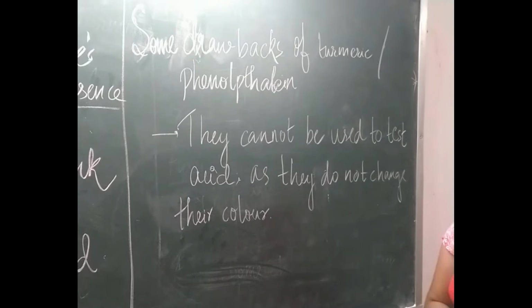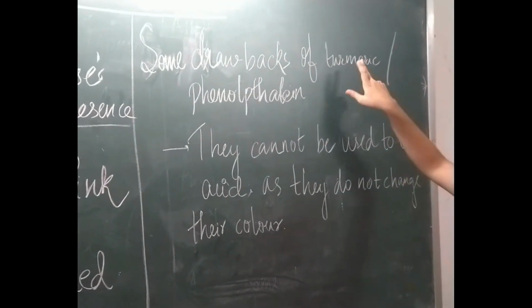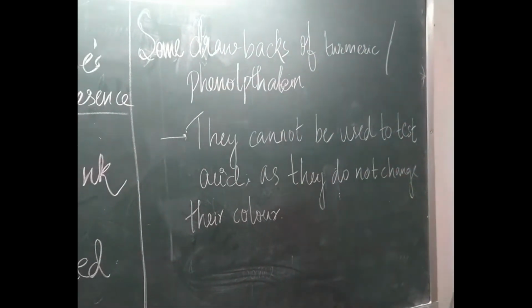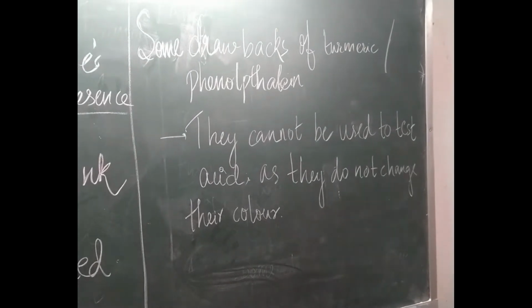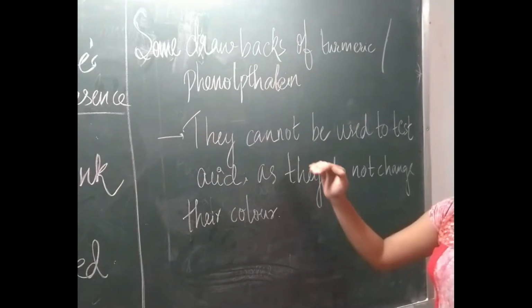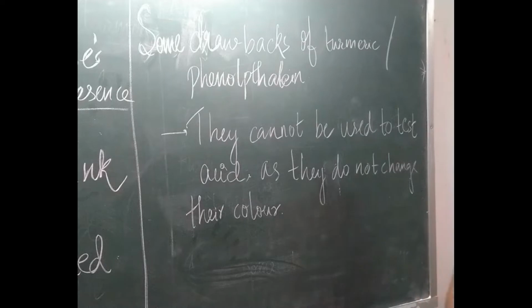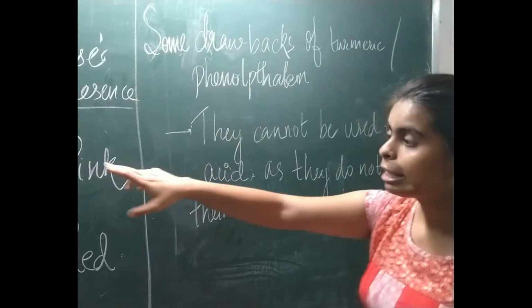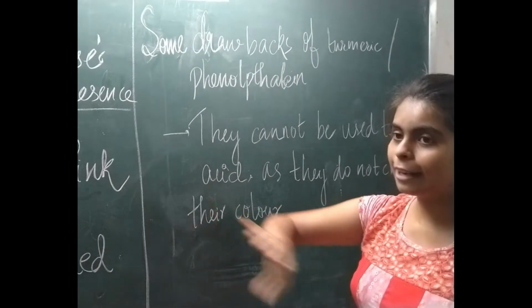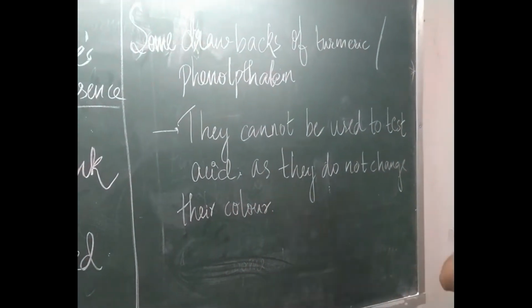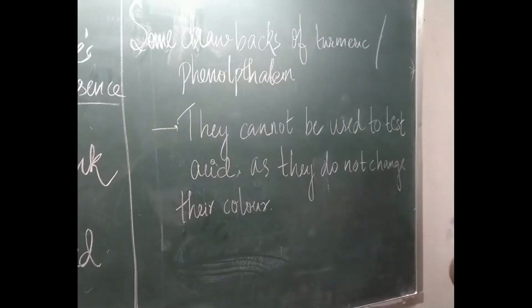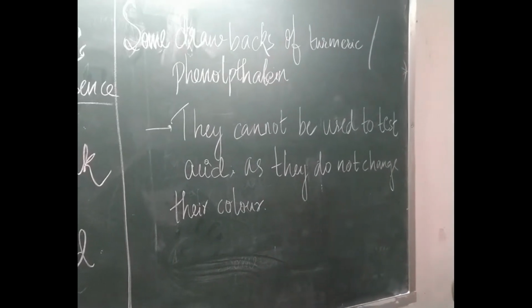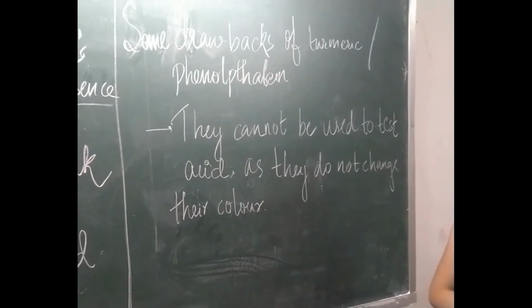Drawbacks of these indicators. Turmeric and phenolphthalein. And what are those drawbacks? The drawback is that they cannot be used to test acid. Why? As you have seen in the chart, phenolphthalein is colorless, and in the presence of acid it also doesn't change color. It will show colorless only.